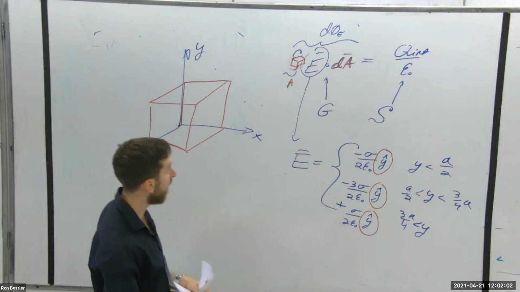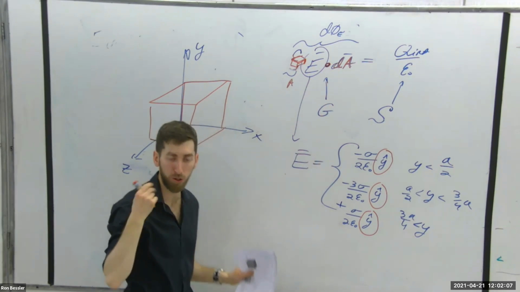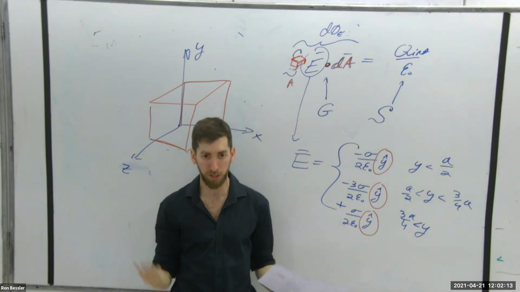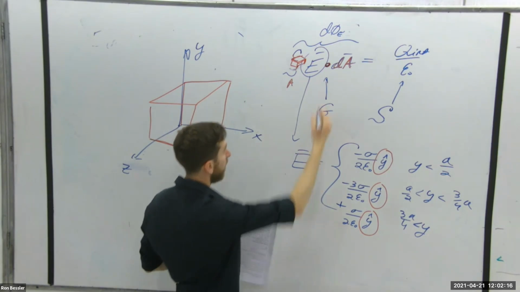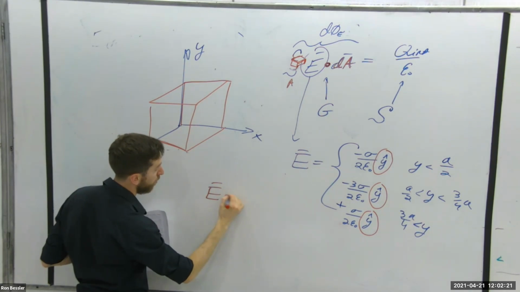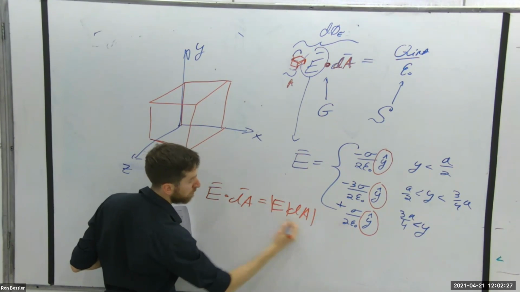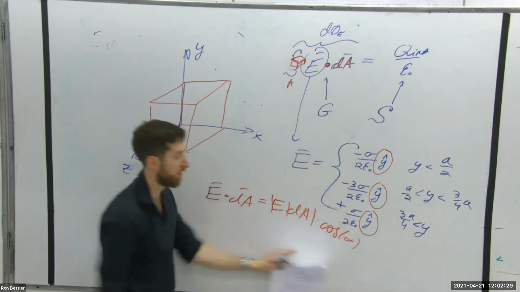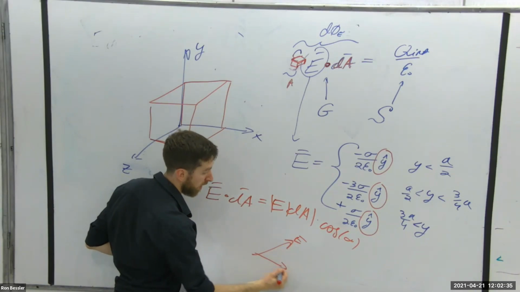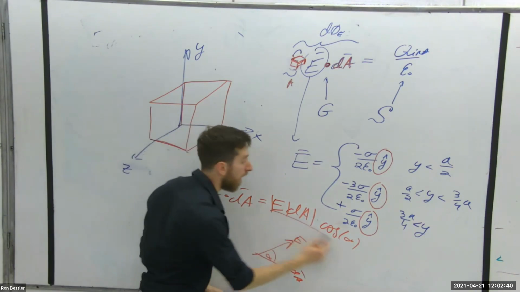What I really want with Gauss is an A that I can take this dot with. What is this dot? It is a dot product, E dot dA vector. It is equal to the size of them multiplied by cosine alpha, where alpha is the angle between these two vectors. This is E, this is dA. What is the angle between them? It's the dot product of the vectors, and the result is a scalar, not a vector.